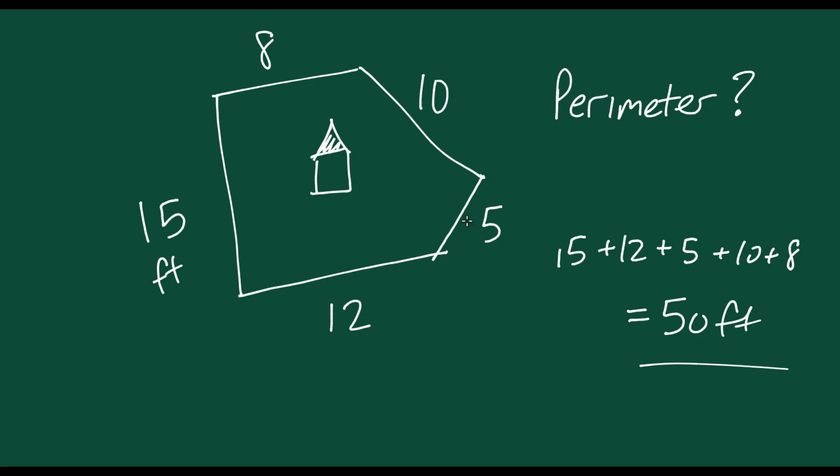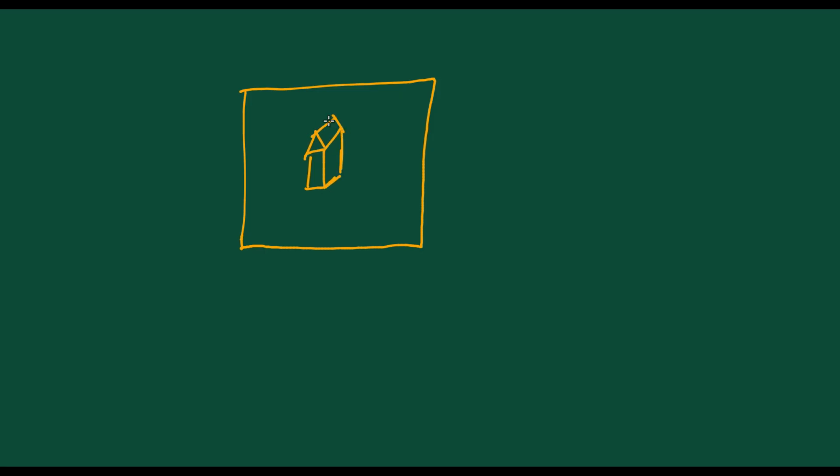Now, this yard is kind of oddly shaped. What if you had a nice square yard? Okay. So house, and you have a perfectly square yard, and this time the yard, let's say, is 8 feet all around. 8 feet. Okay. So if this is a square, remember that squares are regular. And this word regular in geometry means all of the sides and all of the angles inside are equal.